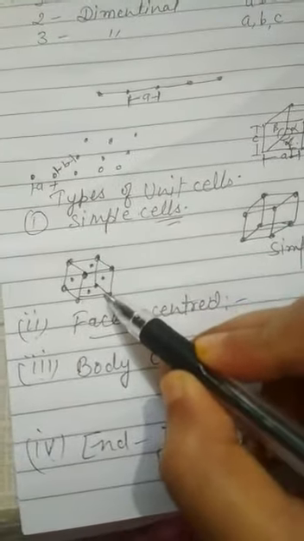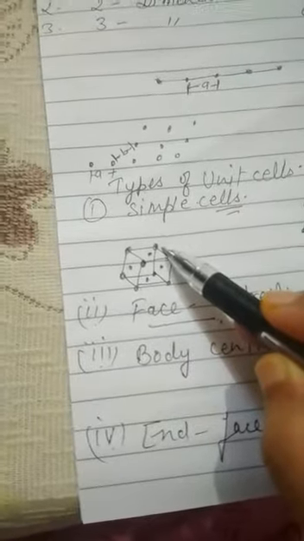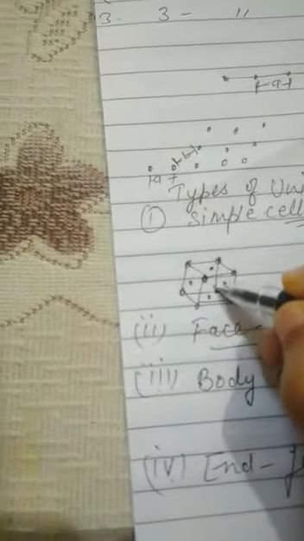The second type is the face-centered unit cell. In a face-centered unit cell, points are present at the corners and an additional point is present at the center of each of the 6 faces: 1, 2, 3, 4, 5 and 6. So 6 faces and 6 points.